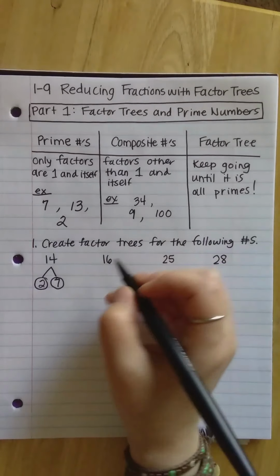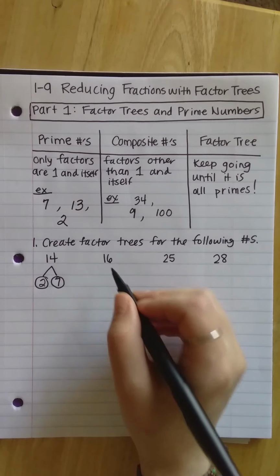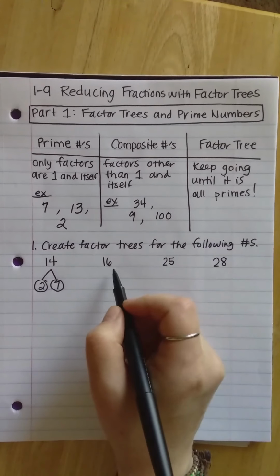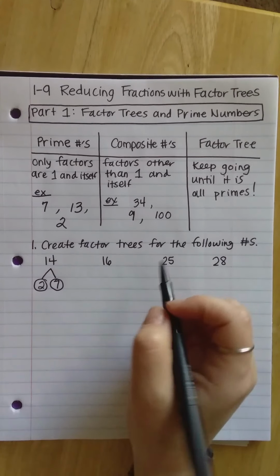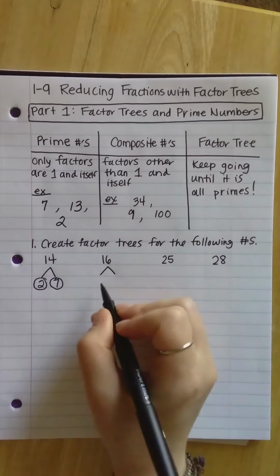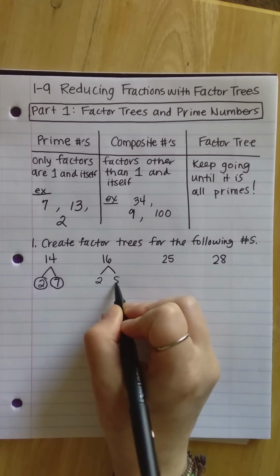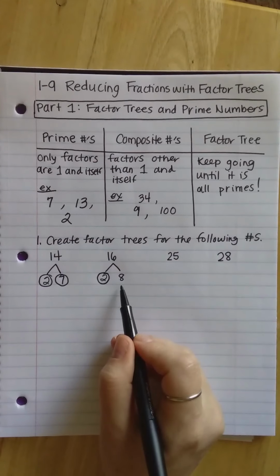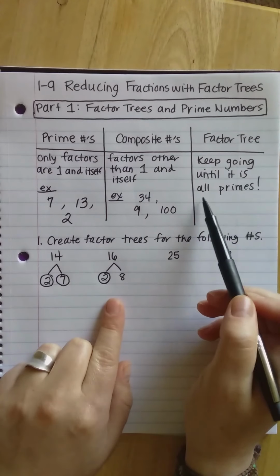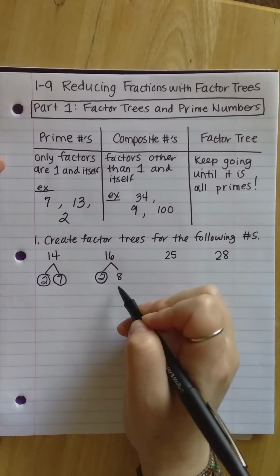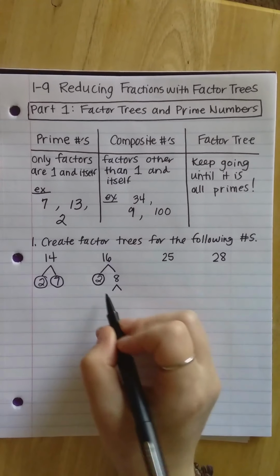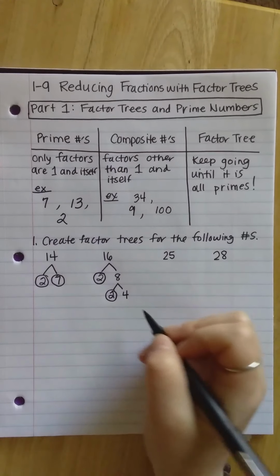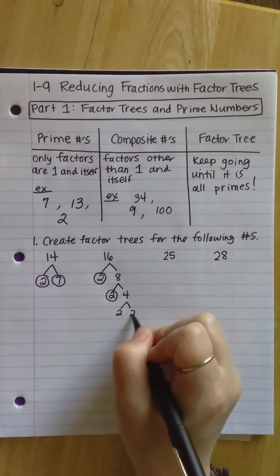Let's do 16. Usually with the even numbers, I start really easy by doing 2 and then whatever it is, because I guess you could do like 4 and 4. So 2 and 8. And then we keep going now because 8 isn't prime. So that's what it says. Keep going until it is all prime. So now we need to write 8. 8 can be 2 times 4. And then 4 is 2 times 2.